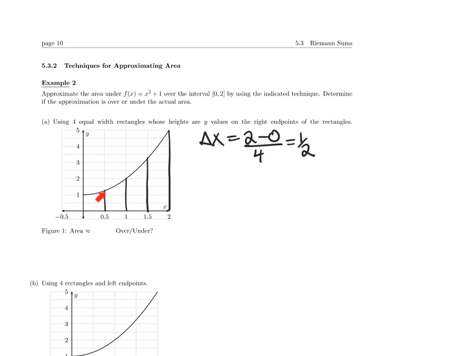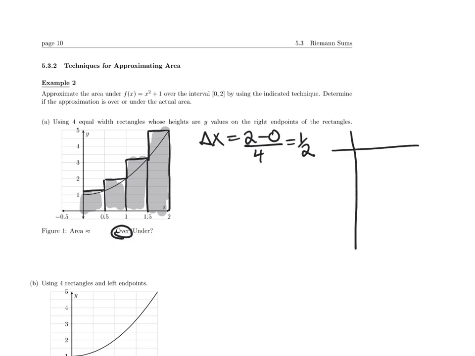So my first rectangle I'm going to make with the height at the right end point. So I'm just extending across, and we can clearly see that this is going to be a huge overestimate. If I look at the areas of each of these rectangles, there's a whole bunch of area that goes above the curve. Now we go to actually finding our approximation.